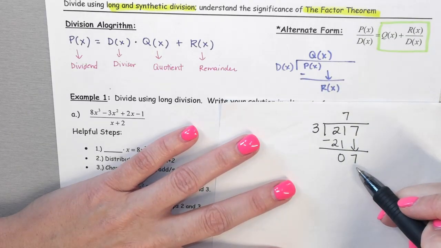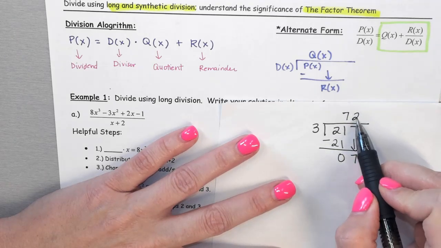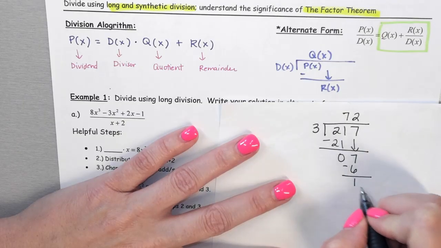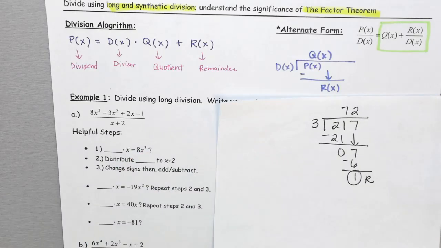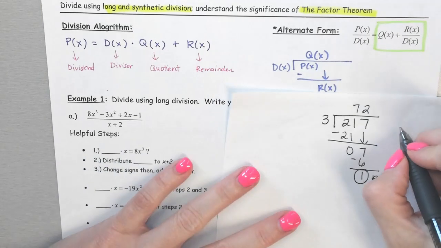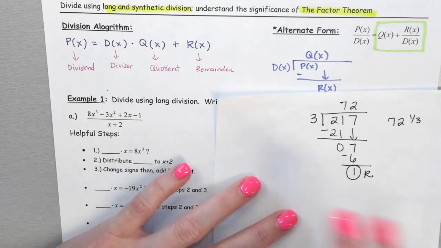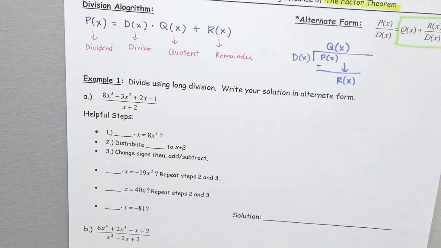3 goes into 7 how many times? Twice. And then you multiply. 2 times 3 is 6. Again, you subtract. And then you have nothing else to bring down, so this is your remainder. We are using these same techniques when we are writing this. Okay, so like this would be 72 and 1/3. We're going to be using some similar things when we are setting up our long division.